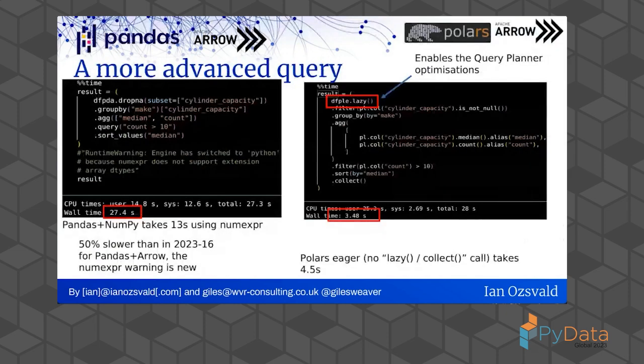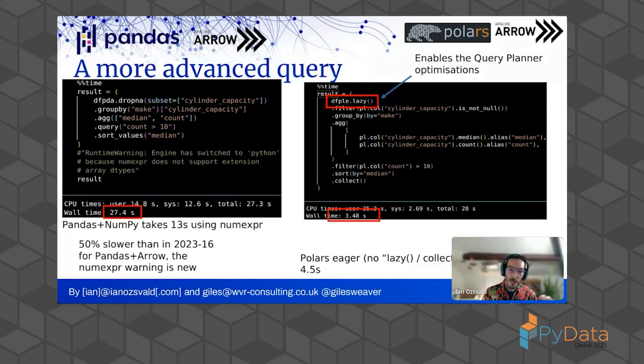It's very interesting. Let's do a slightly more advanced query here on the left with Pandas and on the right with Polars. So on the left with Pandas and Arrow, I take all the makes, all the different vehicle makes, Volkswagen, Toyota, get their cylinder capacity, that's the engine size, do an aggregate operation on them, keep all of the aggregates where there are more than 10 items so we can get a robust statistic, and then do a sort on the median value. So we could do some research into vehicles and engine sizes.